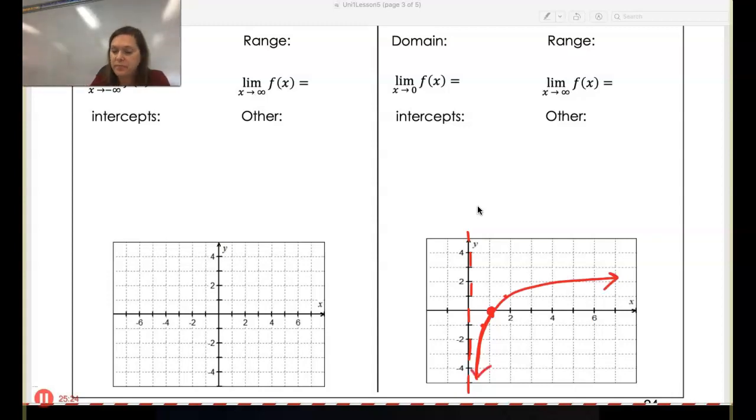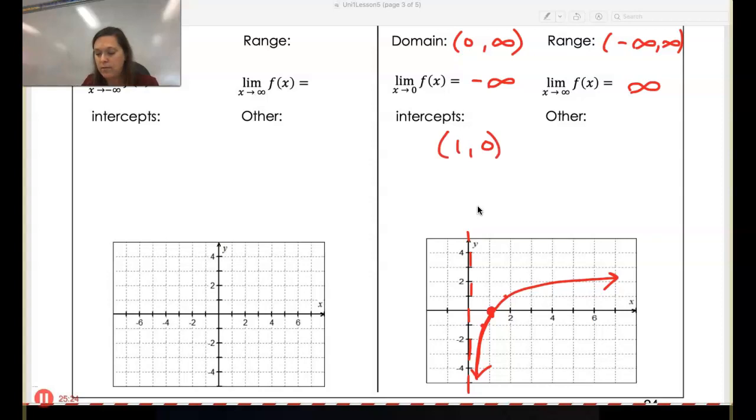Looks pretty good. My domain in this case, we're going from 0, not including it, to infinity. My range is now all real numbers, so notice how it's the inverse of the exponential function. My behavior as x approaches 0 is going to be that it gets closer and closer to negative infinity because it keeps going down. And my right behavior is going to positive infinity. My intercepts, I've got an x-intercept at 1, 0, no y-intercept.